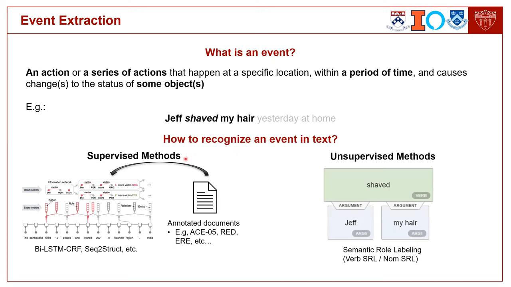So far, plenty of work has been done to extract events in text. This is not going to be the focus of this talk, and if you go through the tutorial, some other speakers before me will talk about this part. But I would just say there are supervised methods, where we have annotated documents like ACE, RED, ERE, so on and so forth, and we train a model like a CRF model or a sequence to structure generator to extract events from documents. In lots of cases, people also use unsupervised methods, which depend on semantic role labeling. That is to say, we perform SRL on text so that the SRL can detect verbs as the event trigger, which is the action, and also arguments as the protagonist and the object, something like that.